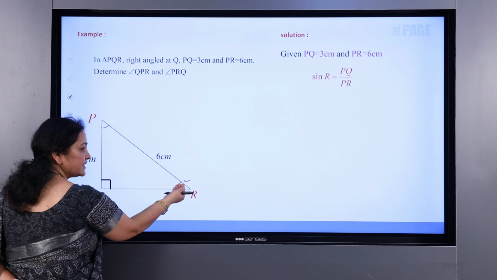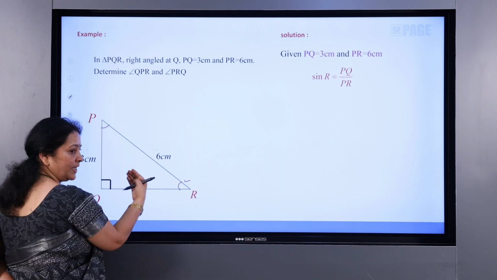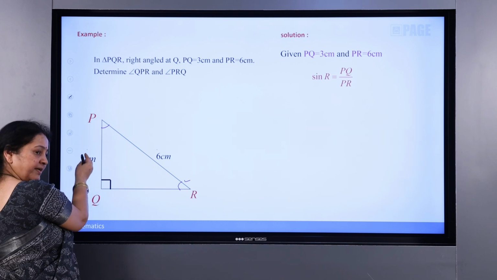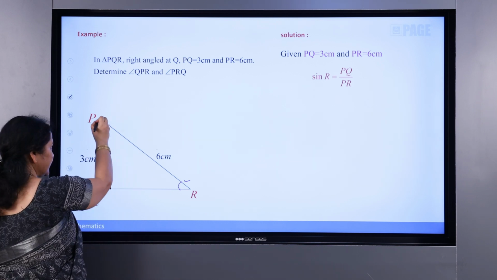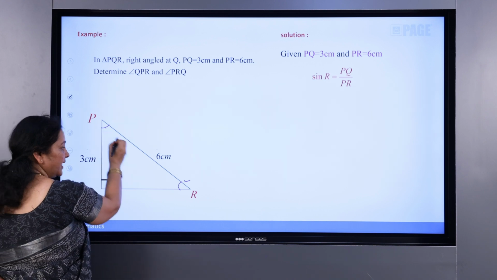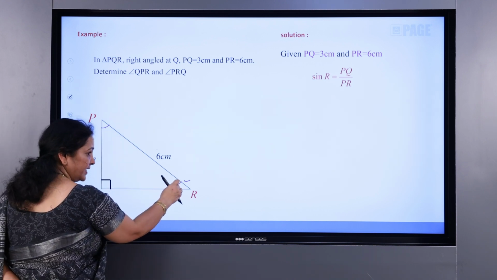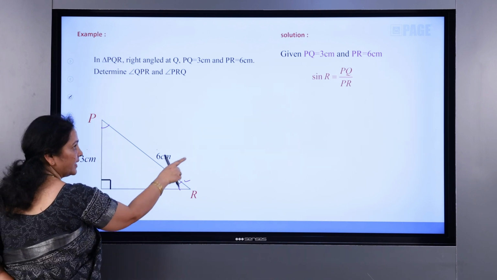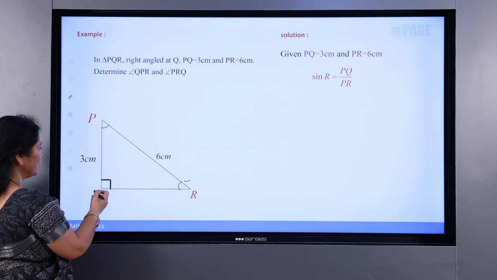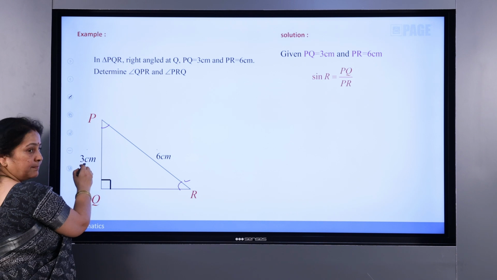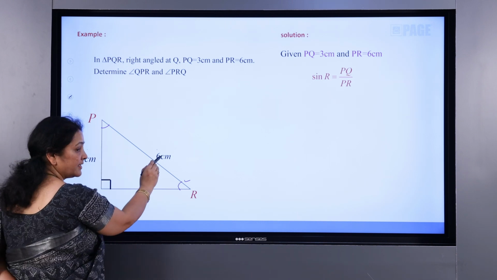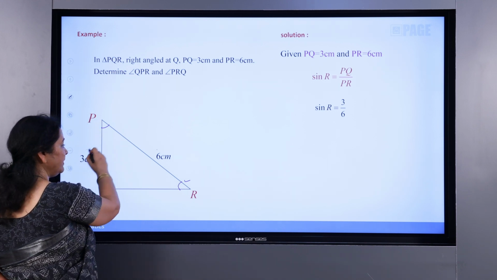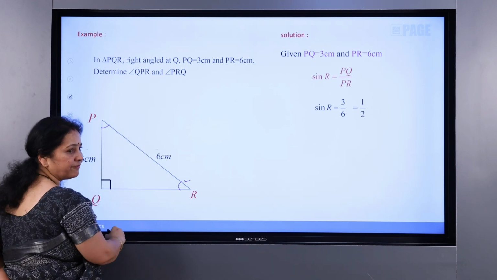Sin theta is nothing but, get back to the formula. Sin theta is the side opposite to the given angle by the hypotenuse, or I can say the perpendicular by the hypotenuse. So sin R, what is the perpendicular here? PQ upon PR. Now just substitute the values. PQ is nothing but 3 and PR is nothing but 6. So sine of the angle R is nothing but 3 by 6, which is half, right?